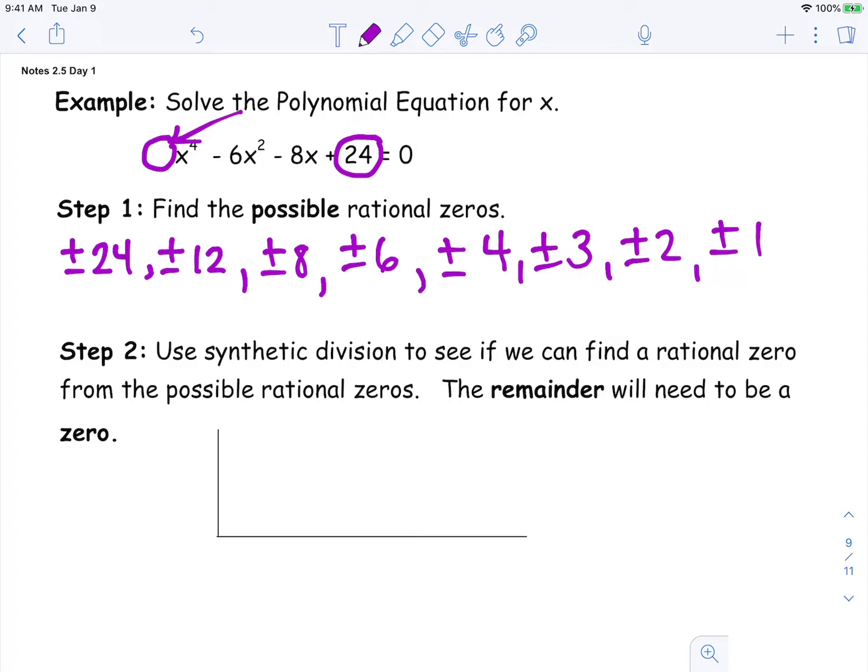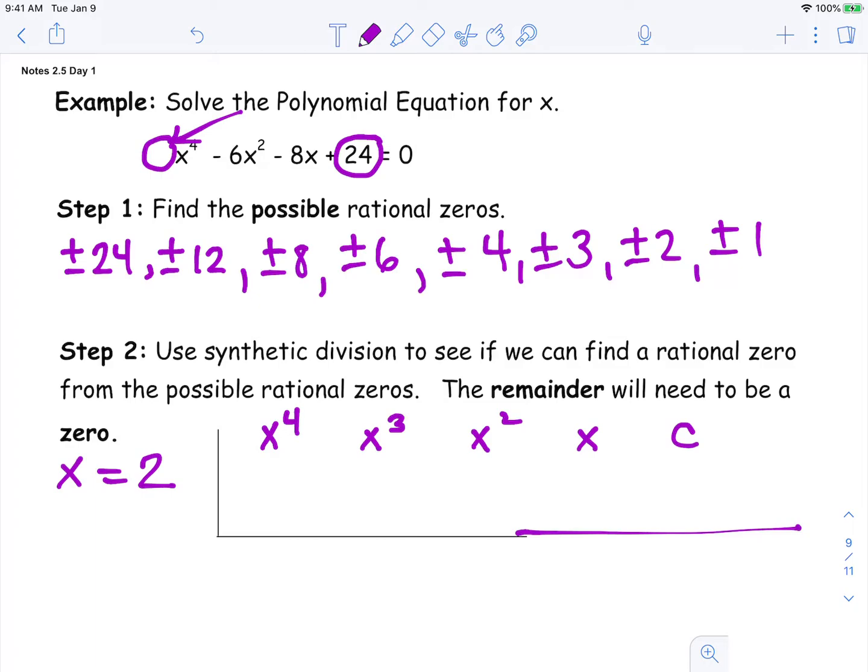Now, to make this process go a little faster, we're going to just go with the one that I know works. X equals 2, and we're going to factor it out. So we have a quartic polynomial, so x to the 4th, x to the 3rd, x squared, x, constant.